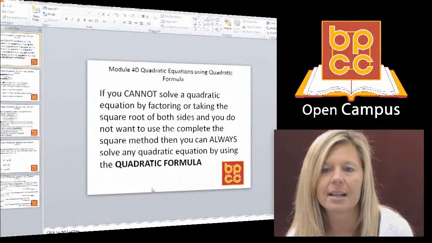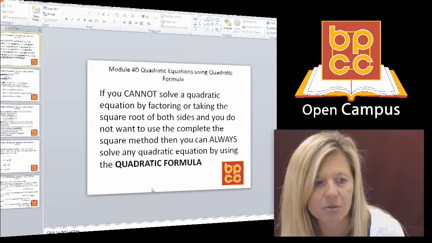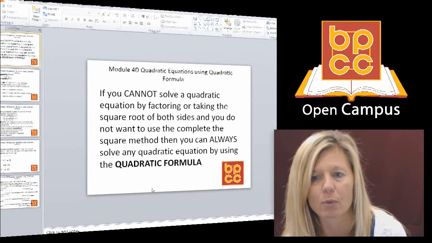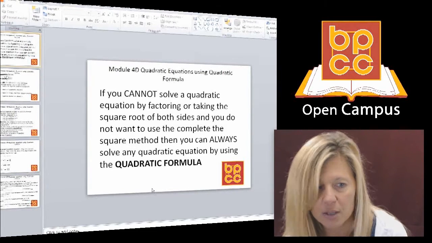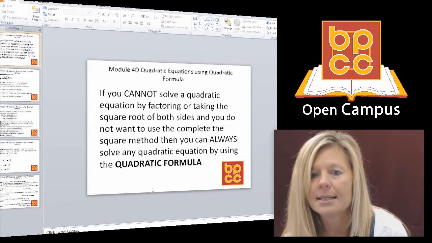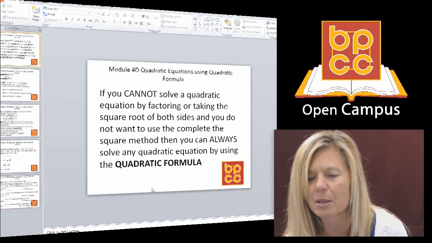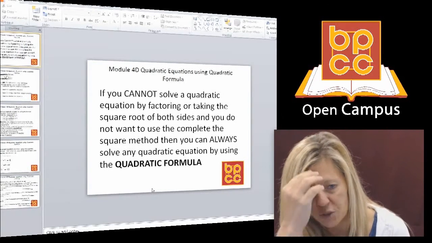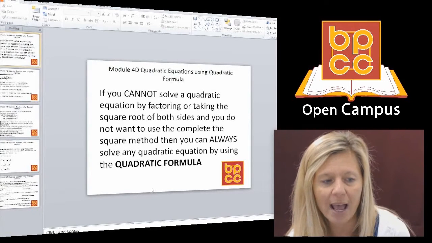we're going to see that sometimes, as we've seen already, you cannot solve a quadratic equation by factoring or doing the square root method. Sometimes neither one of those methods work. Now, we did learn the complete the square method, but if you don't want to use that method, you have another option.